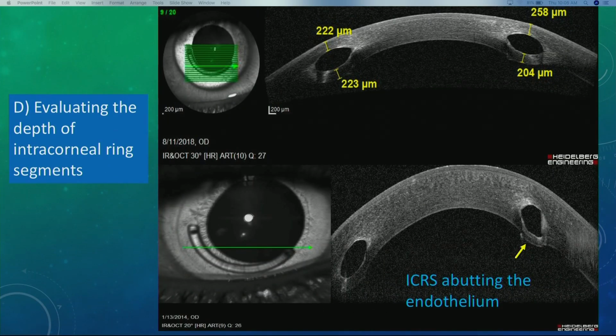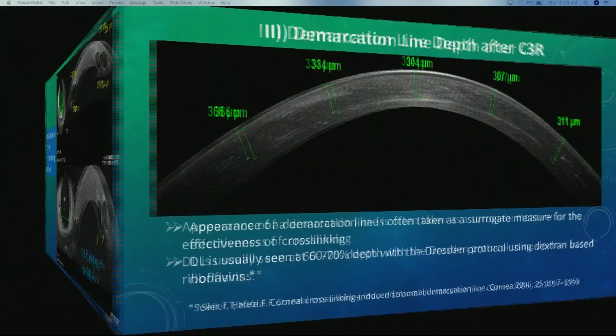One could evaluate the depth of the intracorneal ring segments, the picture at the bottom showing you the ICRS abutting the endothelium, and if it goes further, then it perhaps would be an indication for removal.